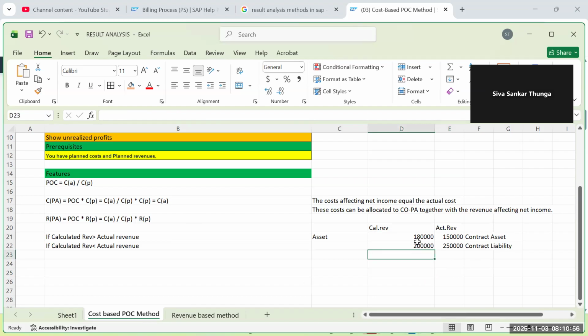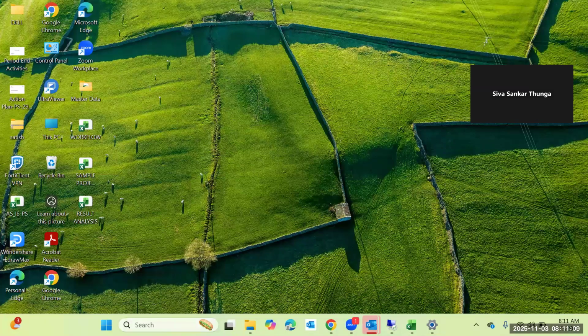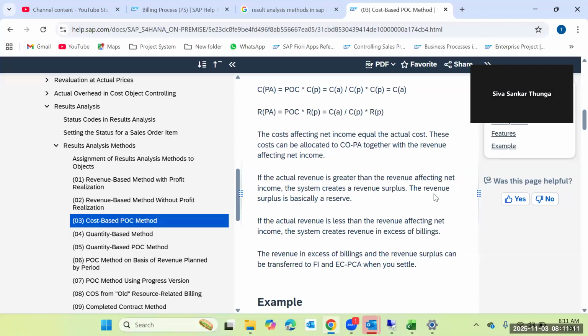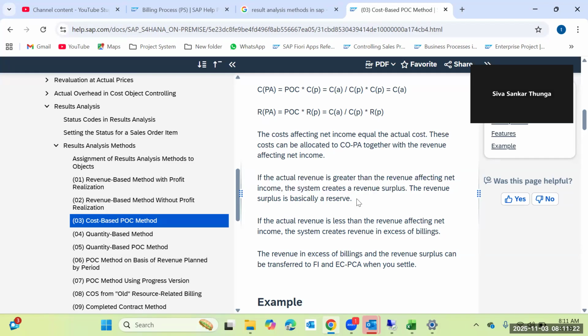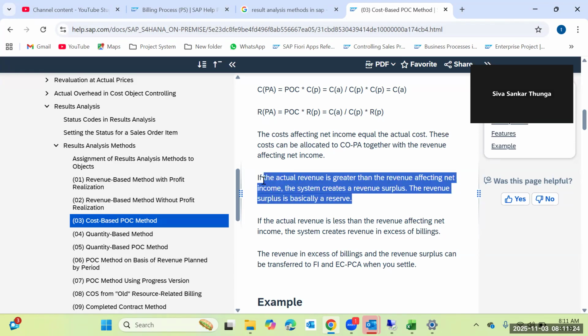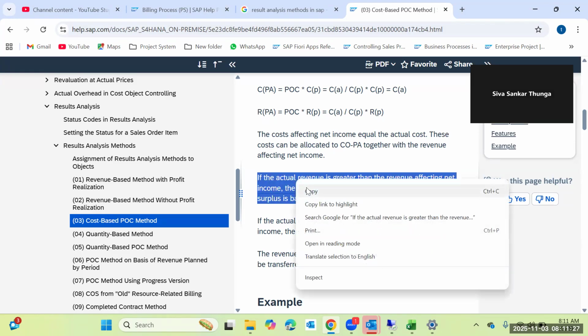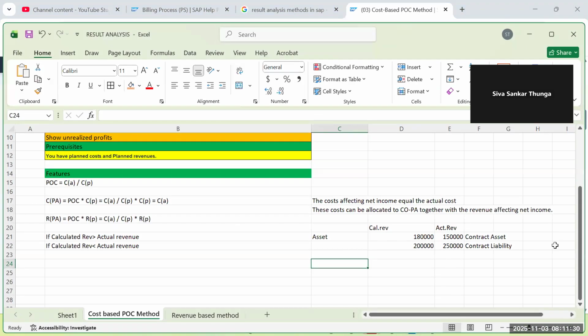So what is the key factor here? The actual cost varies based on the progress of the project, right? Based on this only it will calculate. So that is the meaning of that. Now, if the actual revenue is greater than the revenue affecting net income, the system generates a surplus. The revenue surplus is basically a reserve. So what it is telling is, if actual revenue is greater, that means a liability, surplus or liability. What does it mean here?